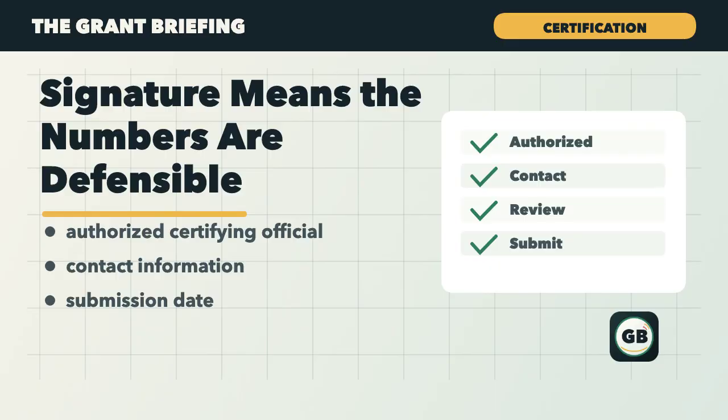The certification section is not a decoration at the bottom. The form requires the authorized certifying official's name, title, signature, telephone number, email address, and date submitted. That signer is effectively saying the organization has reviewed the report and can stand behind it.